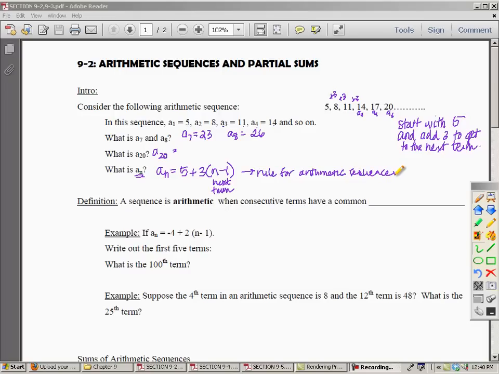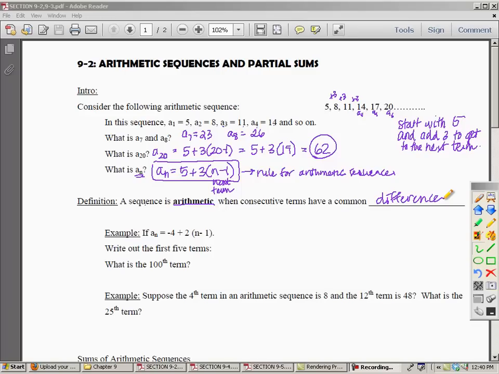Okay, so let's go back to the 20th term. How do I find the 20th term? Well, 5 plus 3 times 20 minus 1 basically means take 5 plus 3 times 19. And what you end up getting then is 62. And so the 20th term would be 62. It's way easier to use this rule than it is to continually add and add and add every single time. So as we look at, we say a list of numbers or a sequence is arithmetic when you have a constant difference is the word we use.